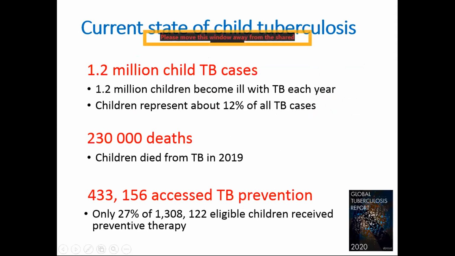Yeah, so just to remind ourselves about where we are in terms of pediatric TB at the present moment. According to the 2020 report, we have an estimated 1.2 million child TB cases every year, representing about just 12% of the global TB burden. We have an estimated 230,000 deaths. And just less than 500,000 have been able to access preventive therapy, representing 27% of the children who are eligible for preventive therapy.